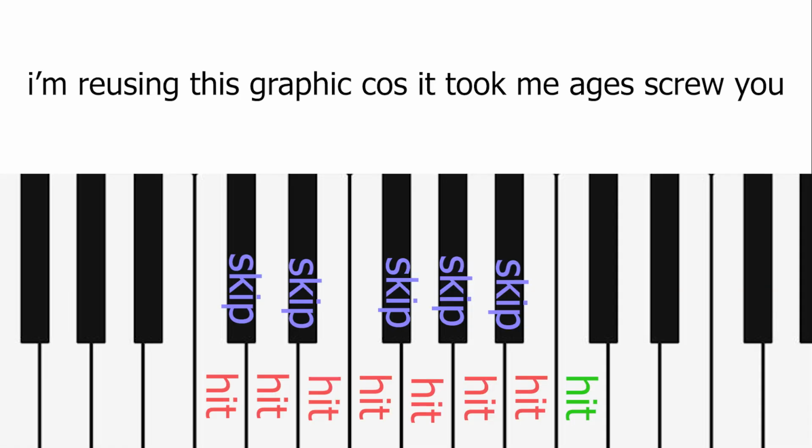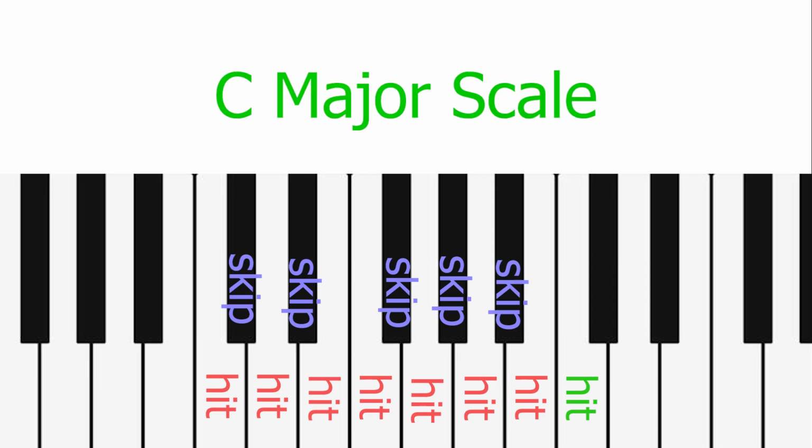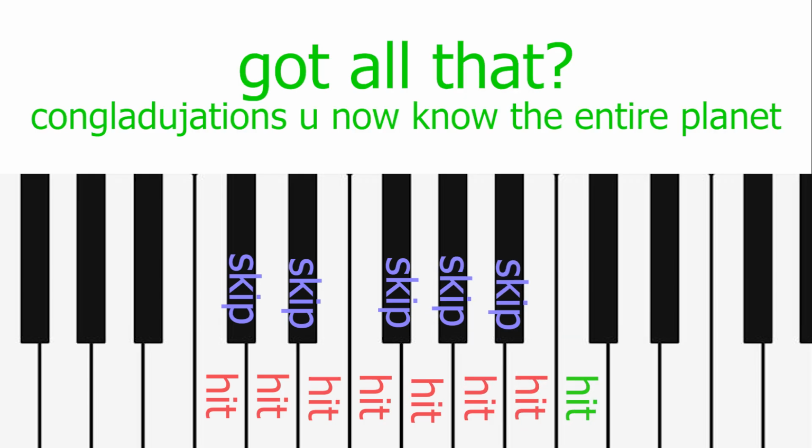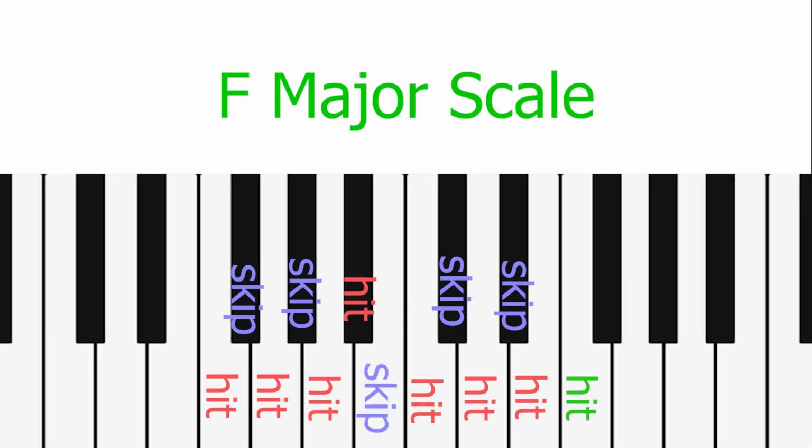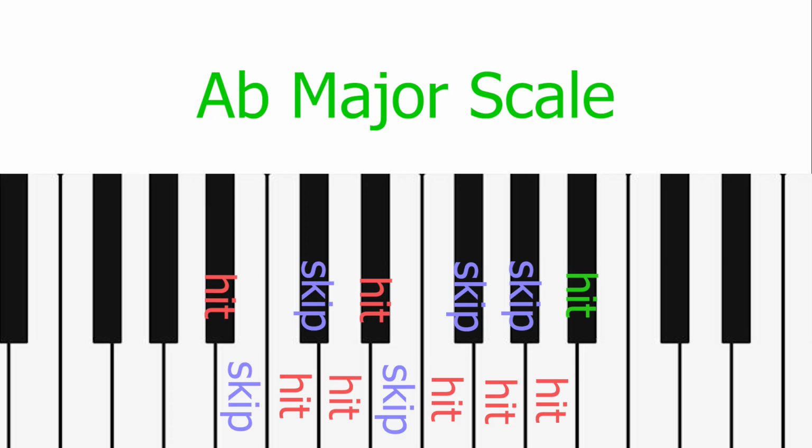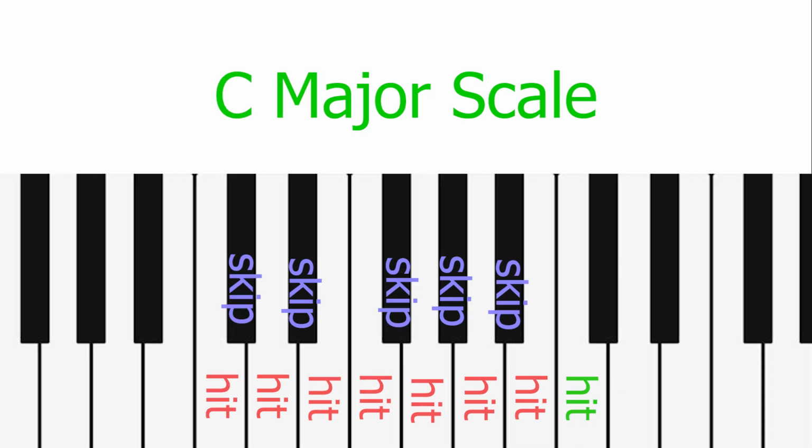For example, the major scale pattern, starting on C in this visual example, is hit, skip, hit, skip, hit, hit again, skip, hit, skip, hit, skip, hit, and hit again to be back on the root note. Once you know this pattern, congratulations, you know the pattern for every single major scale because they all work in the exact same way. The same goes for minor scales, which have a similar pattern to major scales, except these switch around, and those switch around.